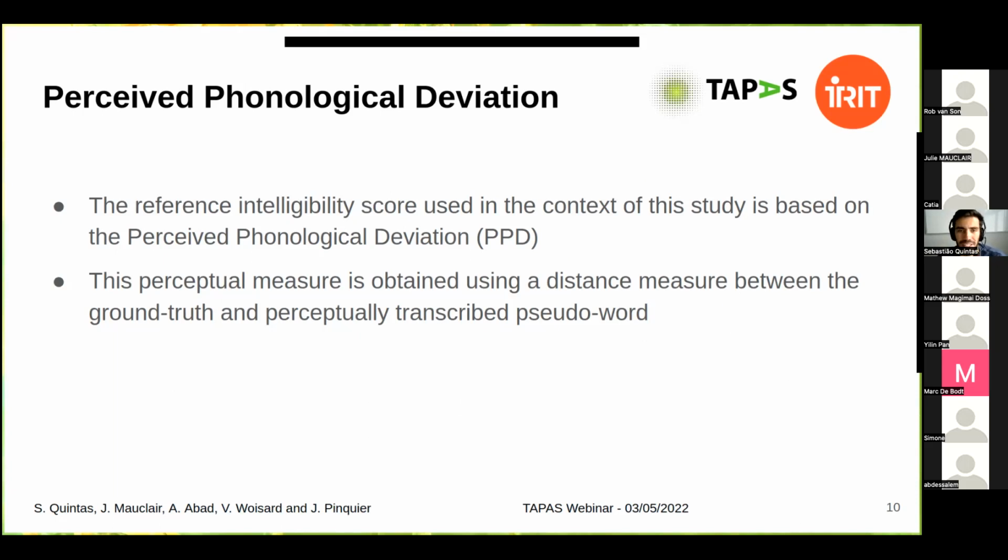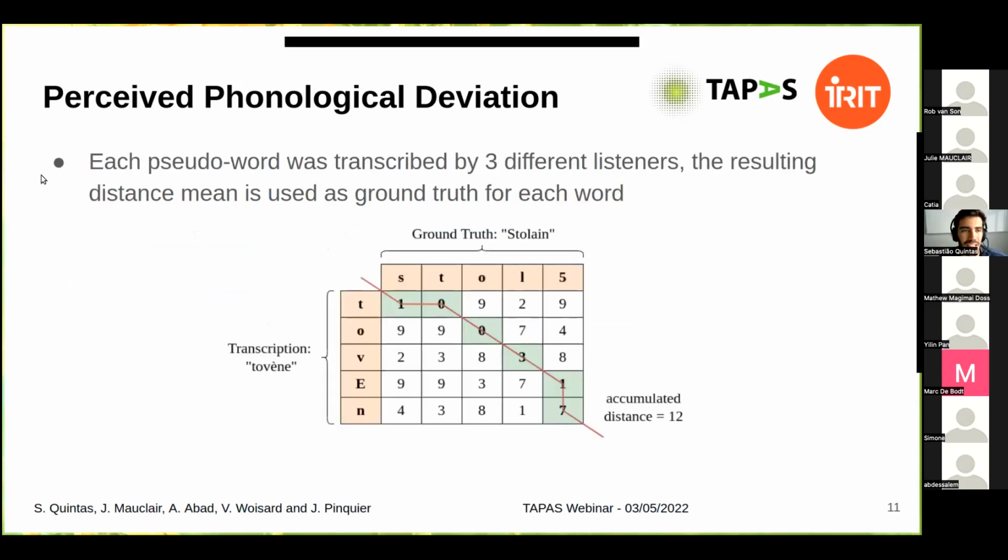So I will explain this in a bit. Each pseudo word was transcribed by 3 different listeners, by naive judges, and the resulting distance mean is used as ground truth for each word. So how does this perceived phonological deviation work?